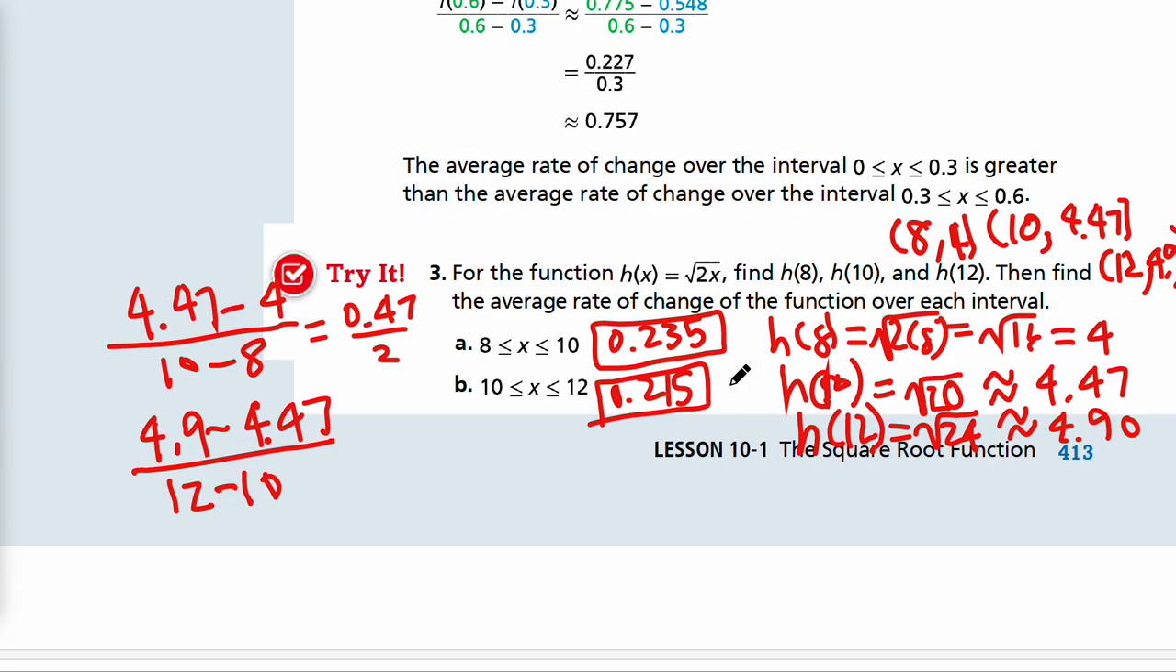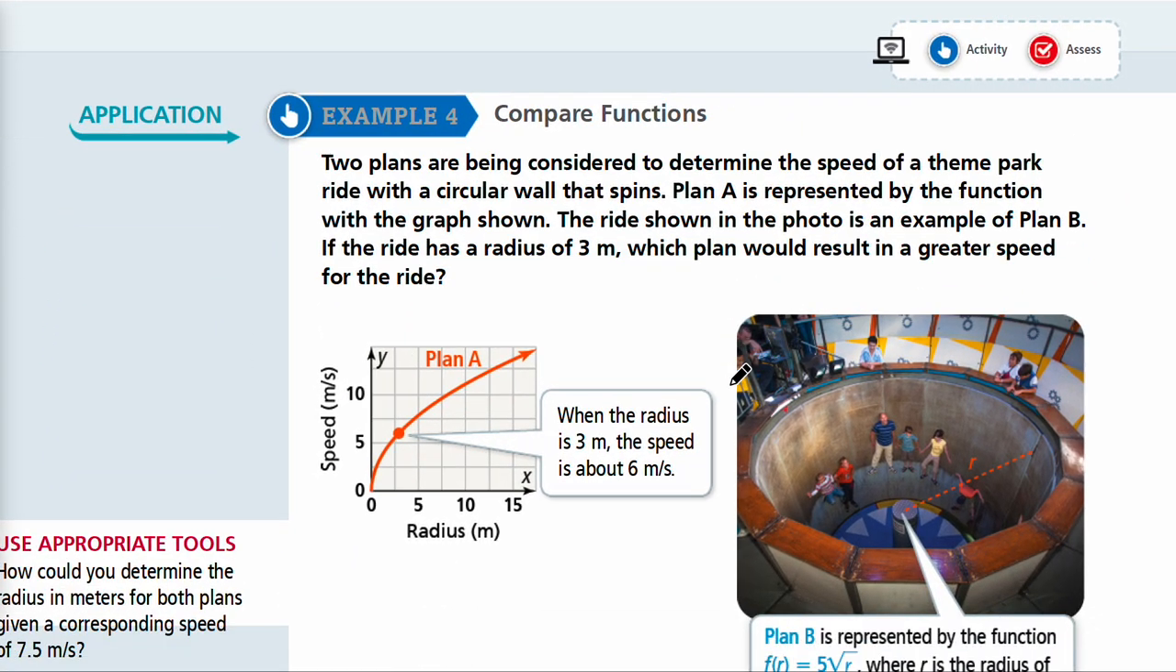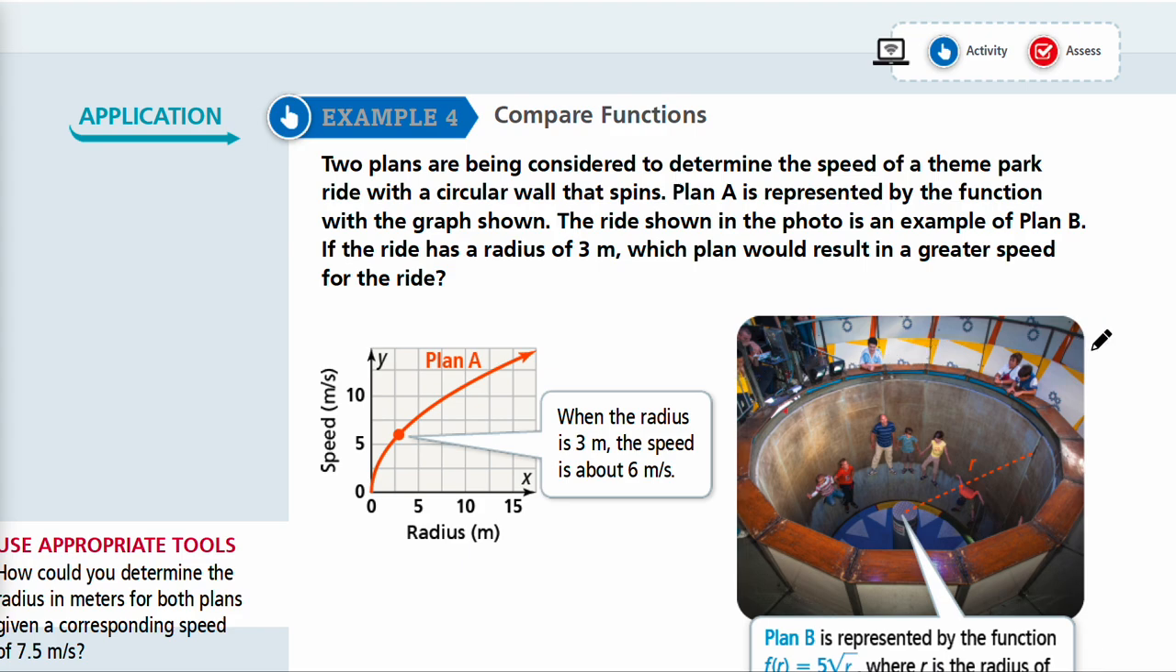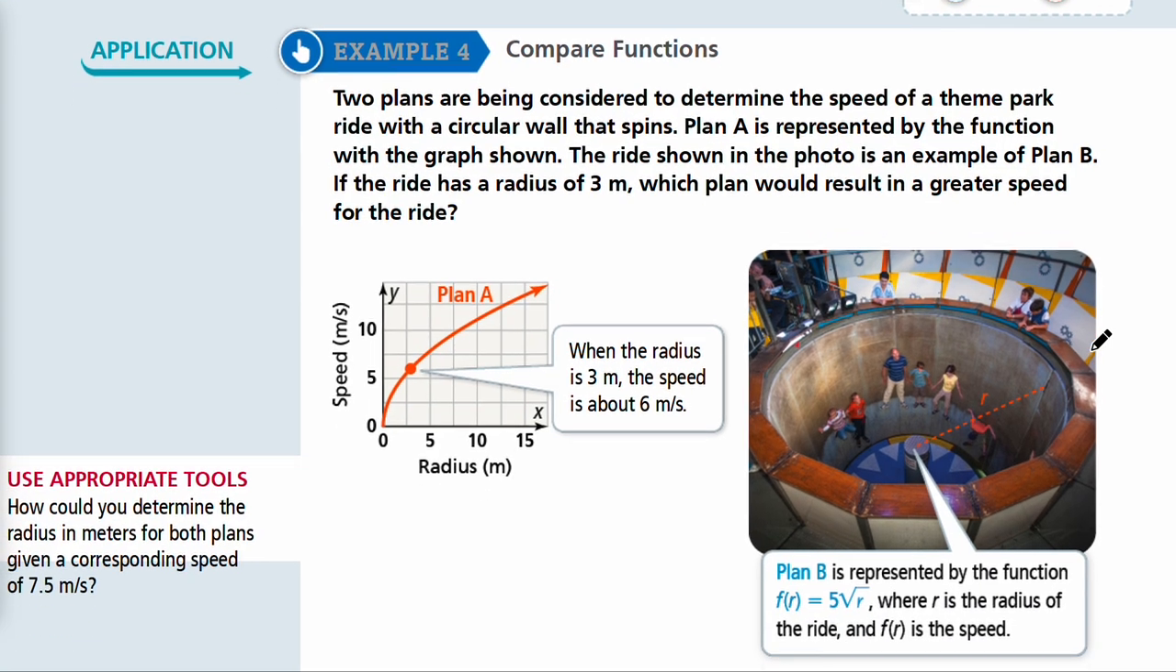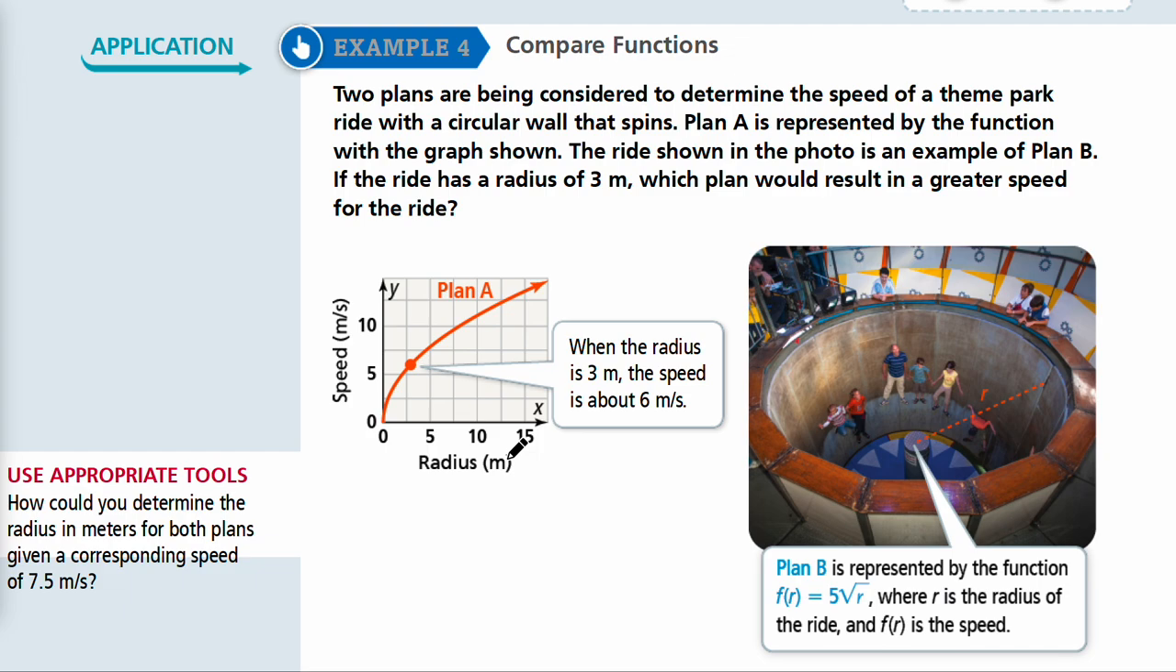Okay, let's look at example 4, compare functions. Two plans are being considered to determine the speed of a theme park ride with a circular wall that spins. Plan A is represented by the function with the graph shown. The ride shown in the photo is an example of plan B. So this one is plan A, the one in the picture is plan B. If the ride has a radius of 3 meters, which plan would result in a greater speed for the ride?